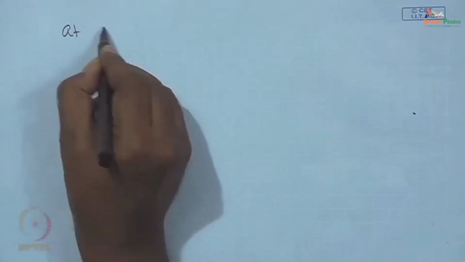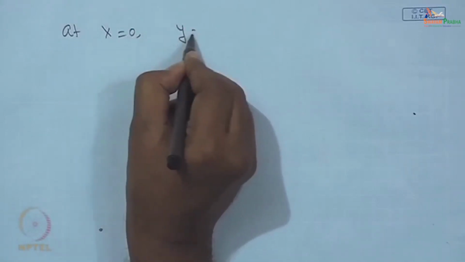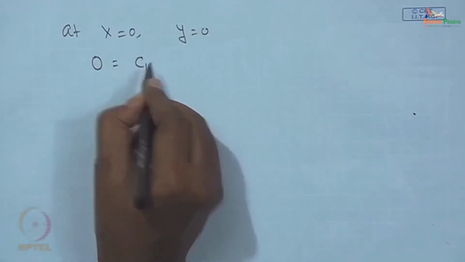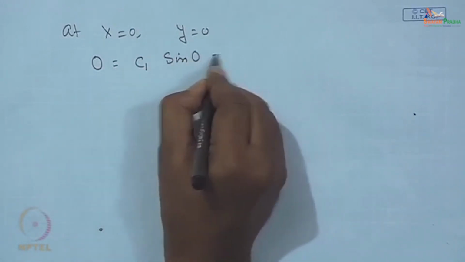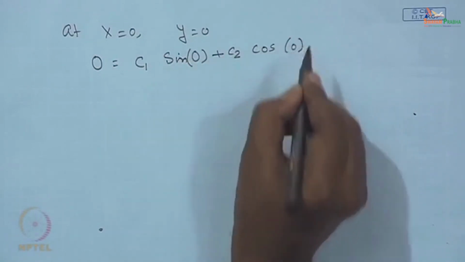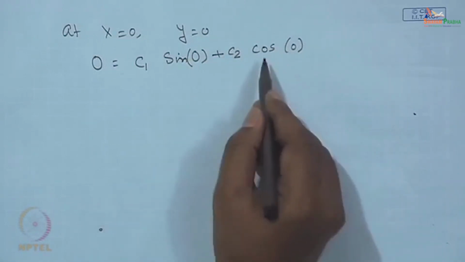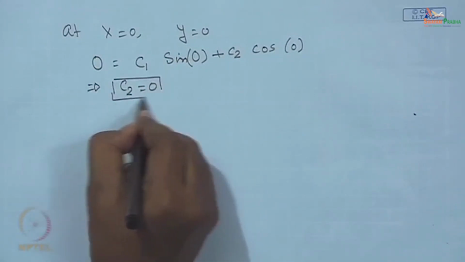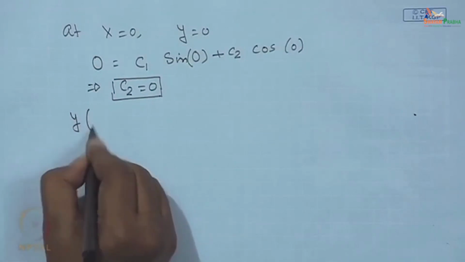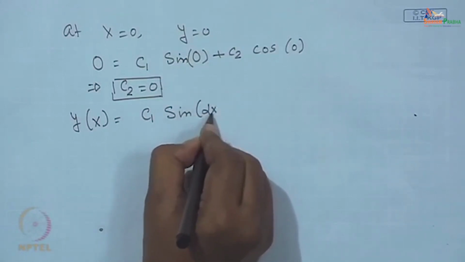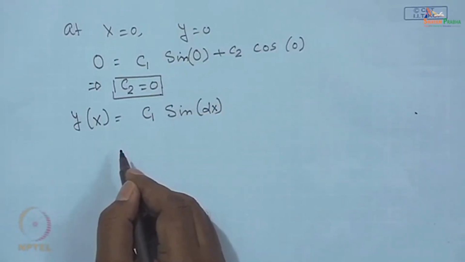If we do that, the first boundary condition is at x is equal to 0, y is equal to 0. So what we get is 0 is equal to C 1 sin 0 plus C 2 cos 0. Sin 0 is 0, cos 0 is 1. So therefore we get C 2 is equal to 0. So what is the solution? The solution is y is equal to C 1 sin alpha x. So C 1 sin alpha x is the solution.